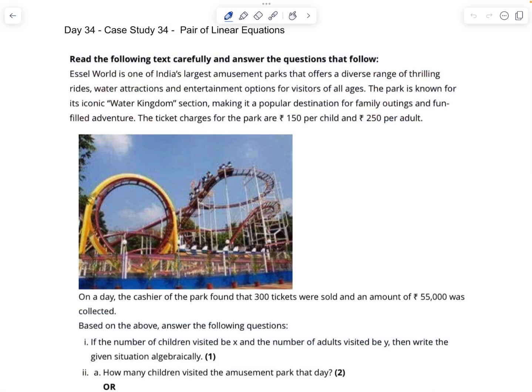The question goes like this. Essel World is one of India's largest amusement parks that offers a diverse range of thrilling rides, water attractions and entertainment options for visitors of all ages. The park is known for its iconic Water Kingdom section, making it a popular destination for family outings and fun-filled adventure. The ticket charges for the park are rupees 150 per child and 250 per adult.